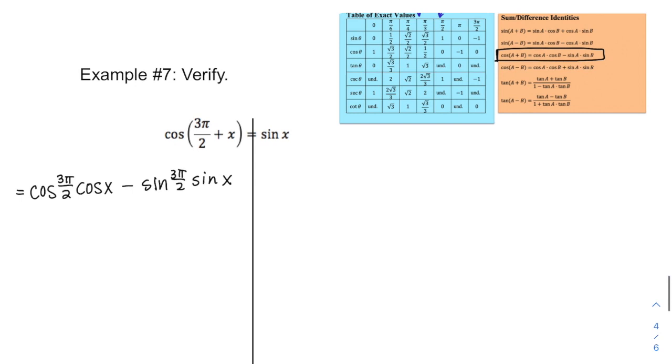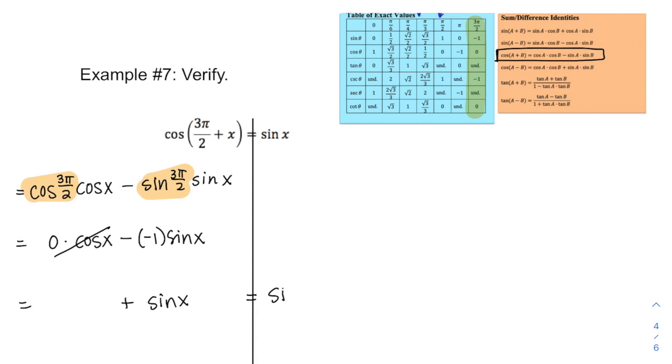Okay, now we have two things with actual angle values. 3 pi over 2 is 270. So here's my 3 pi over 2 column. So cosine 3 pi over 2 is 0. So now we have 0 times the cosine of x. Sine 3 pi over 2 is negative 1. And so this piece turns to 0, this turns to positive sine x, which is what I wanted it to be. So we're done. Pretty simple compared to some of the verify questions you did previously.